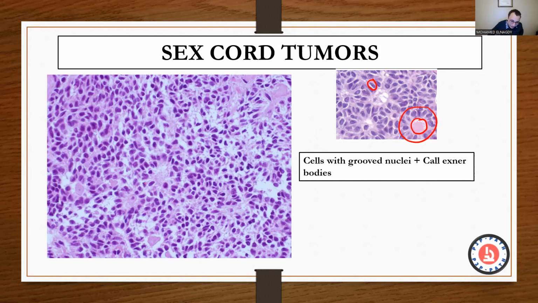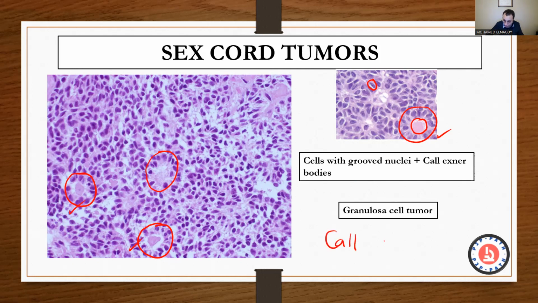So you have these grooved nuclei, and see these, they are not well formed here, this Call-Exner body, and here's another Call-Exner body, and maybe that is another one, but not really much. But this one and this one are definitely Call-Exner. This is a high power field showing the Call-Exner bodies. So you see Call-Exner bodies, grooved nuclei in the cell. This is definitely granulosa cell tumor. I always say call granny. You call your granny. Call granny, Call-Exner bodies in granulosa cell tumor, just for you to remember.